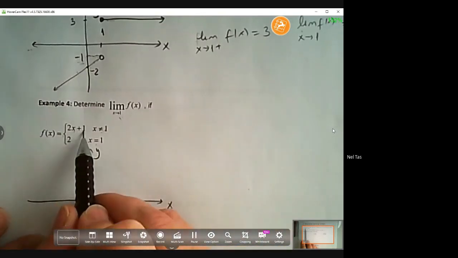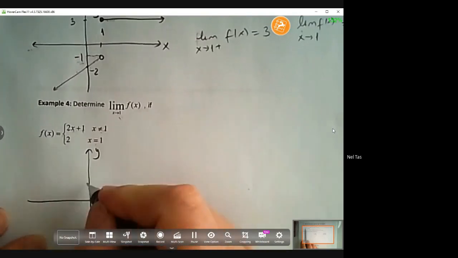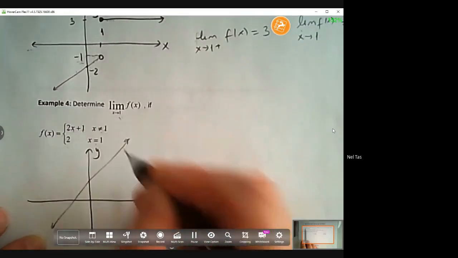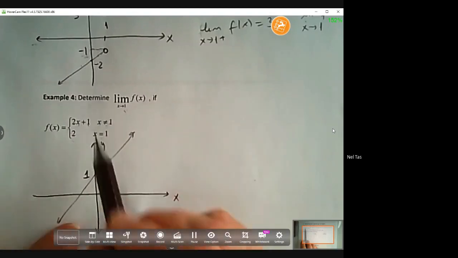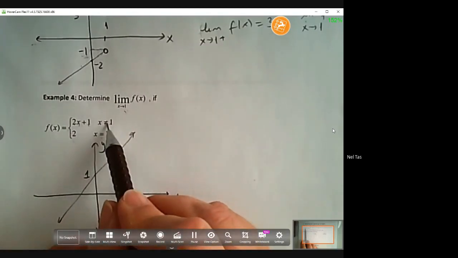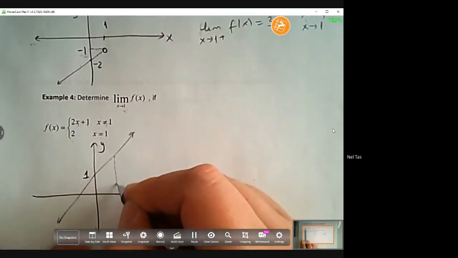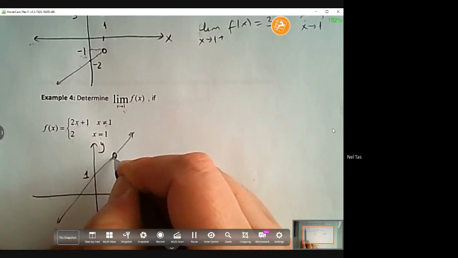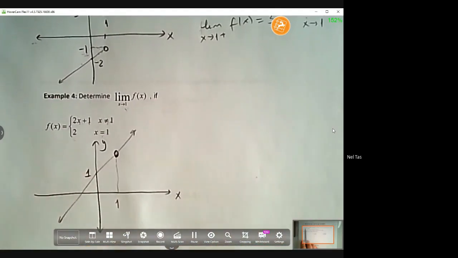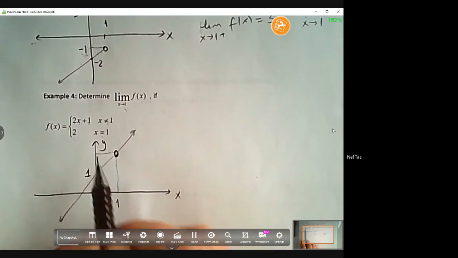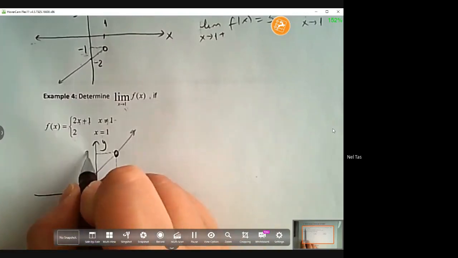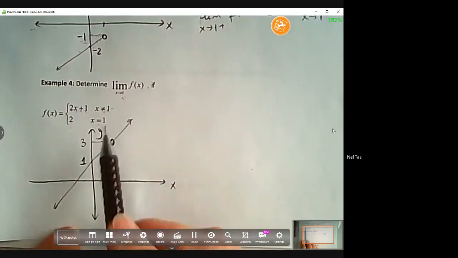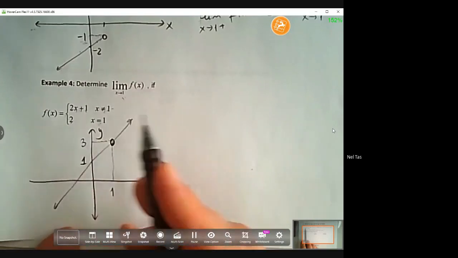2x plus 1, y-intercept is 1, slope is 2. Okay, something like this, 1. But I should exclude where x is equal to 1. Okay, there's a hole there. So you can find the y coordinate of that hole by substituting 1 in here. You get 2 plus 1, 3. But this is true. Okay, when x is exactly 1, the y value is 2.